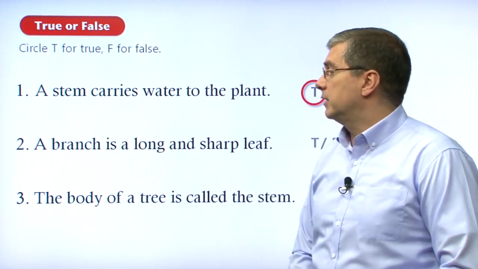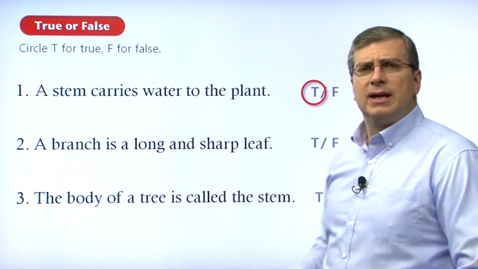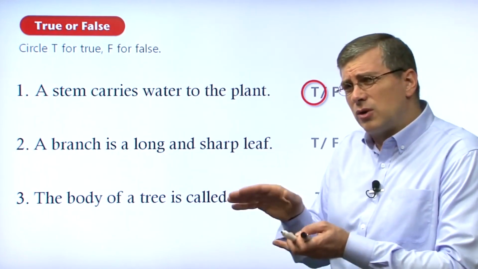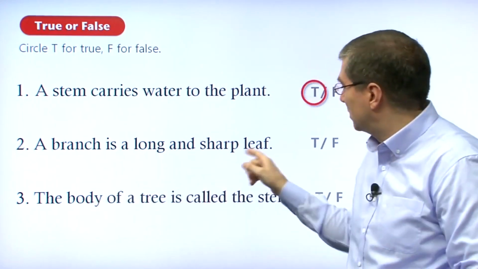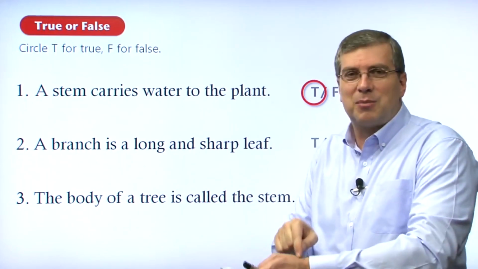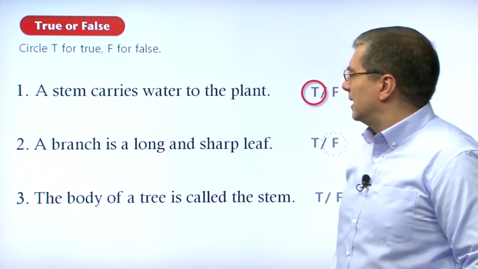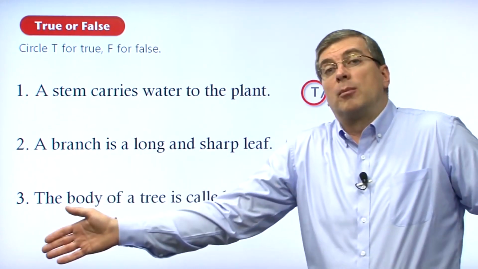Let's move on to number 2. A branch is a long and sharp leaf. Does that sound correct? If you can imagine a leaf, the green part of the plant, very long and sharp. Sharp, you've got to be careful if it's sharp, right? Sharp means it's dangerous. It can poke you. Does that sound right? That's not correct, right? That's false.